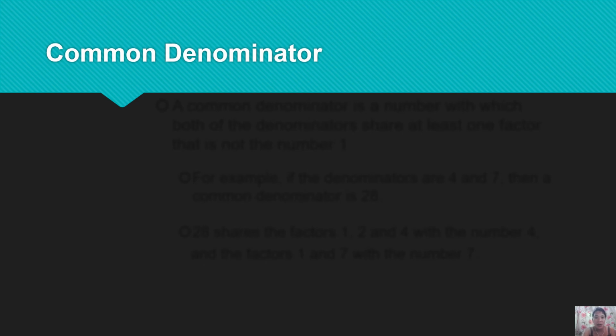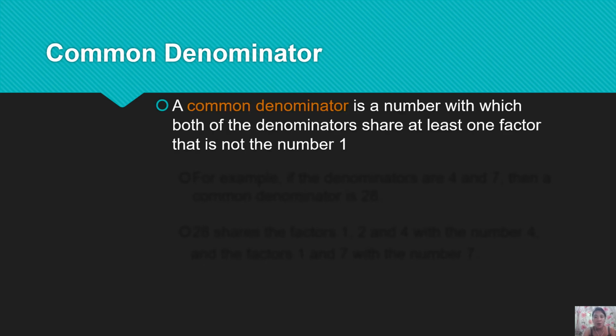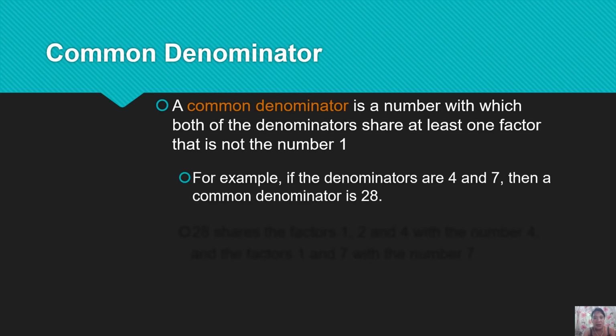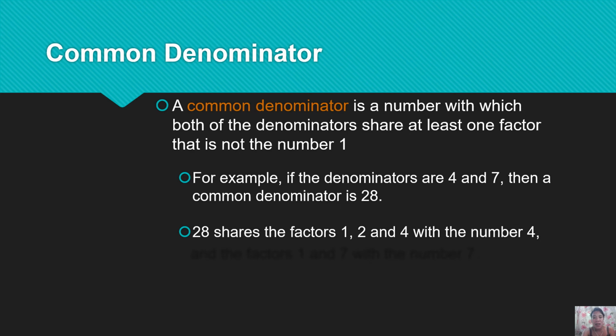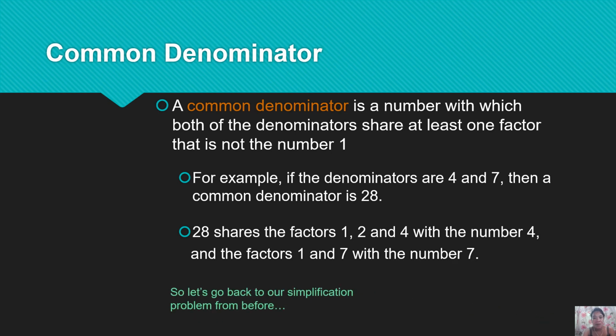Common denominator is a number with which both of the denominators share at least one factor that is not the number 1. So we have here, for example, if the denominators are 4 and 7, then a common denominator is 28. So 28 shares the factors 1, 2, and 4 with the number 4, and the factors 1 and 7 with the number 7. Okay? Let's go back to our simplification problem before.